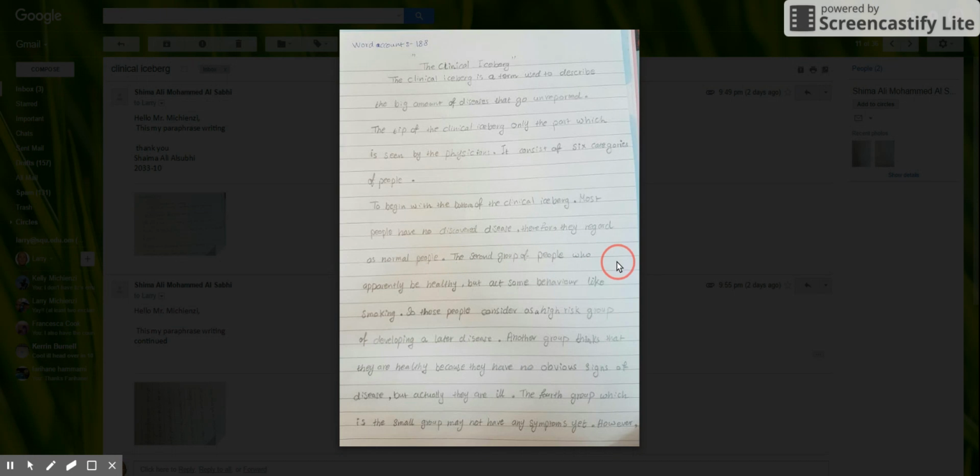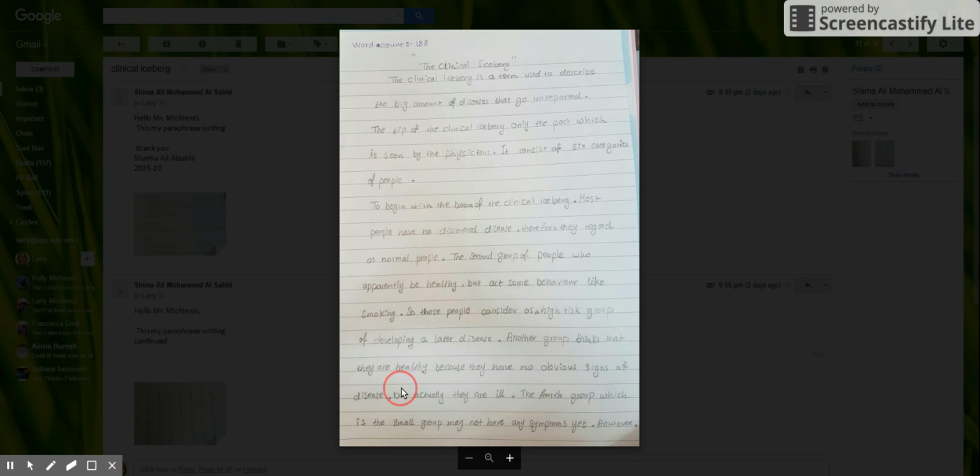The second group of people who apparently are healthy, there's a to be verb problem here. Not health, yeah, are healthy, but act, but have some behaviors like smoking or bad habits. Yeah, some of these people considered as high risk group of developing a disease later. Okay, there's a word order problem right here.